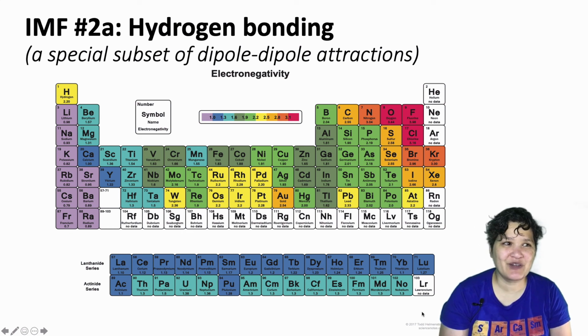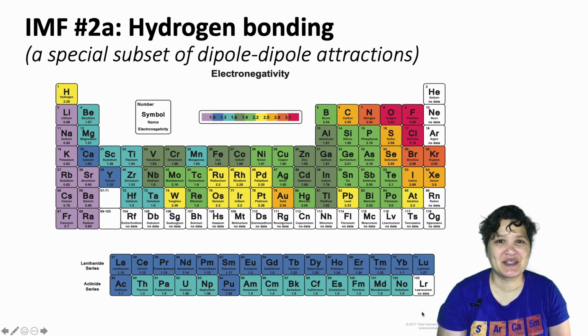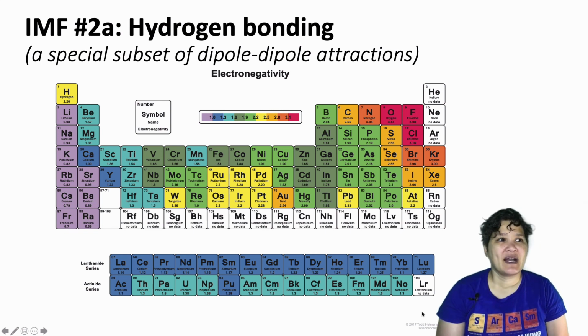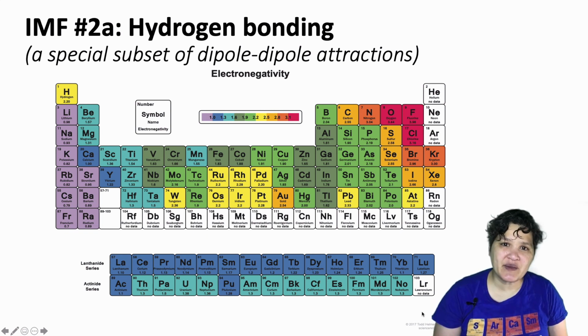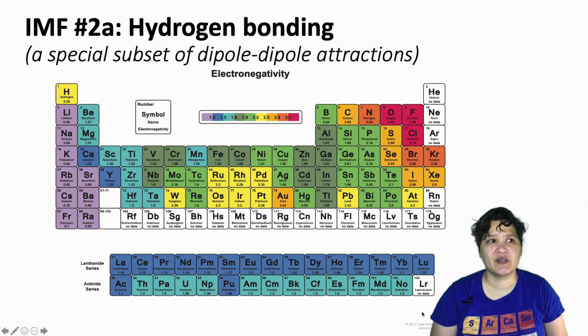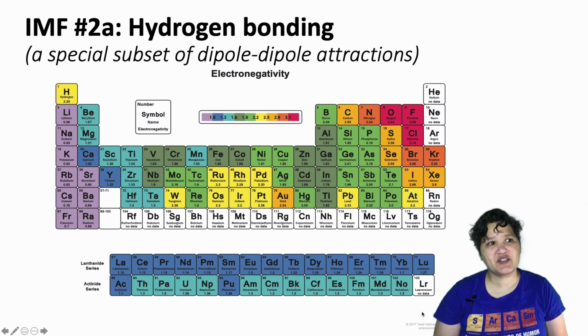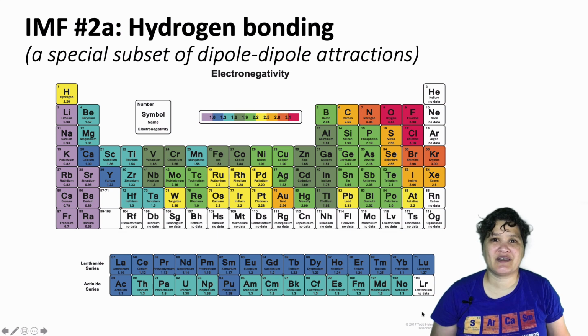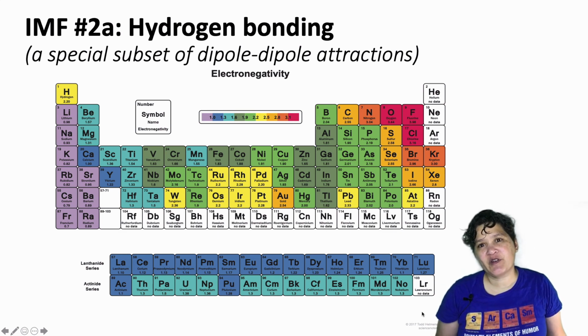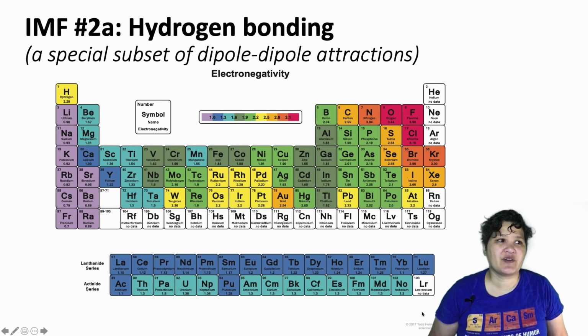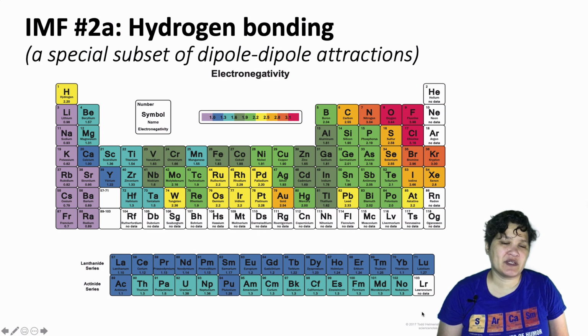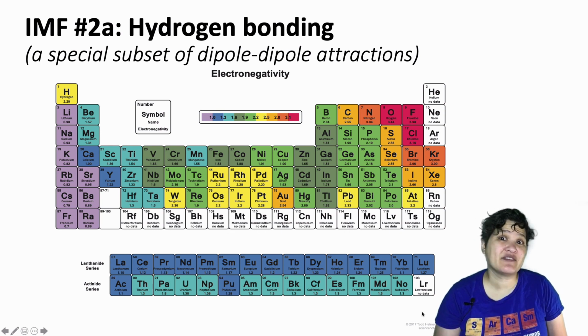So I said there were 3.5 forces. Here's our half force. Some people call this its own separate force, but I don't think it is. I call hydrogen bonding a subset of dipole-dipole forces. And the reason I do that is because they behave exactly the same way. So think back to electronegativity, as we talked about in the previous video. Remember that the strength of a dipole is dependent on the electronegativity difference.